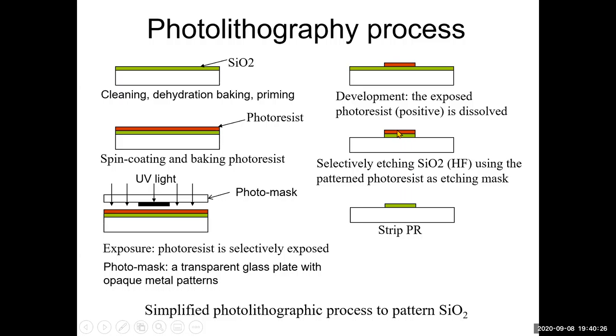Then selective etching of silicon dioxide, that's the green layer, using the patterned photoresist as an etch mask. The silicon dioxide layer is etched except the area underneath the photoresist. Finally, remove photoresist, strip PR. Now we can see the pattern is transferred from the photomask to the silicon dioxide layer. This is a simplified photolithography process to pattern silicon dioxide, or to transfer pattern from the mask to silicon dioxide.